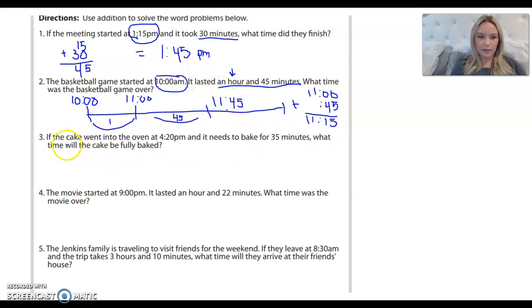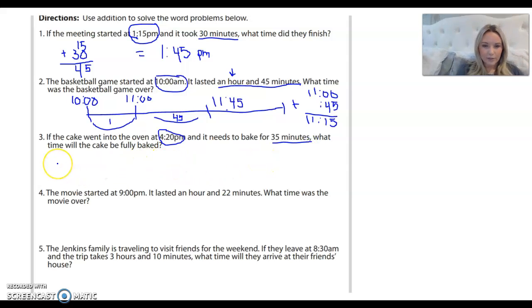All right, let's look at number 3. If the cake went into the oven at 4:20 p.m., yum, that makes me want cake right now. What time will the cake be fully baked? It needs 35 minutes to bake. So I'm going to circle my start time, 4:20. I'm going to underline the time that it needs to bake, or what I'm going to be adding. So I'm going to start over here with 4:20. That's my start time.